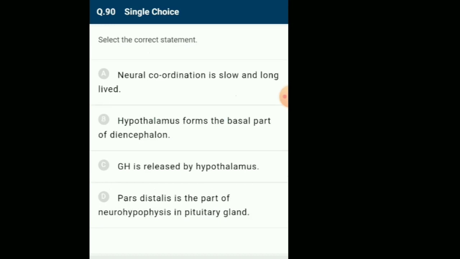The last question, number 90. Correct statement. Here 4 statements are given. Hypothalamus lies at the base of the thalamus. Functions of hypothalamus: it is a center for body temperature, urge for eating and drinking. It possesses several groups of neurosecretory cells which secrete hormones called hypothalamic hormones.